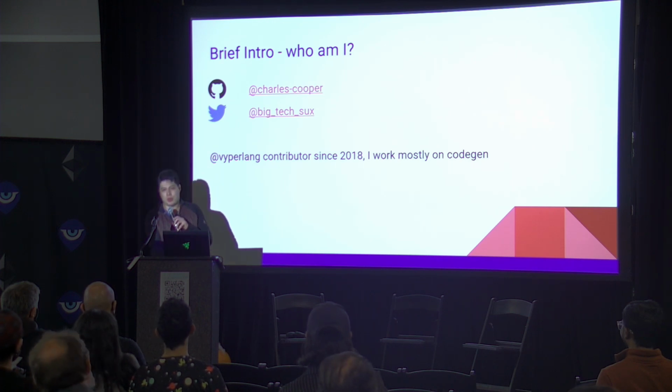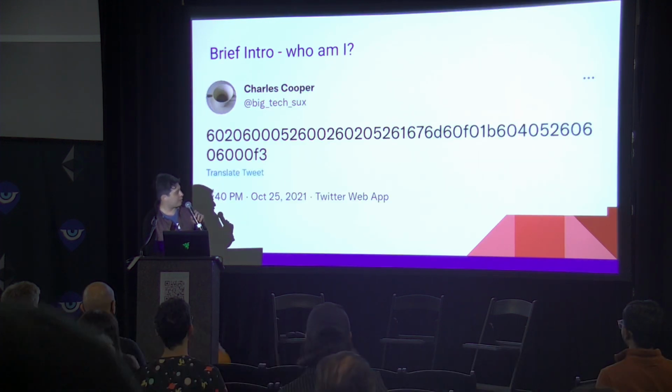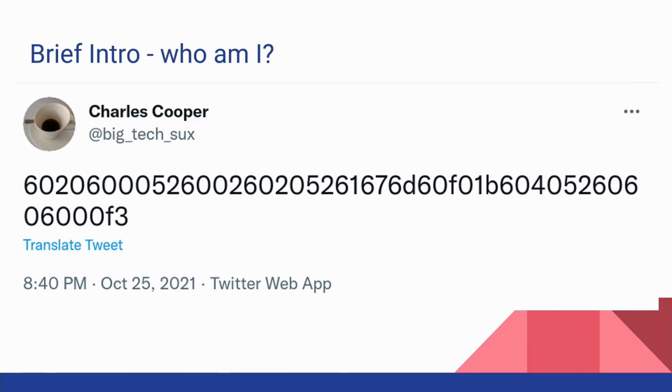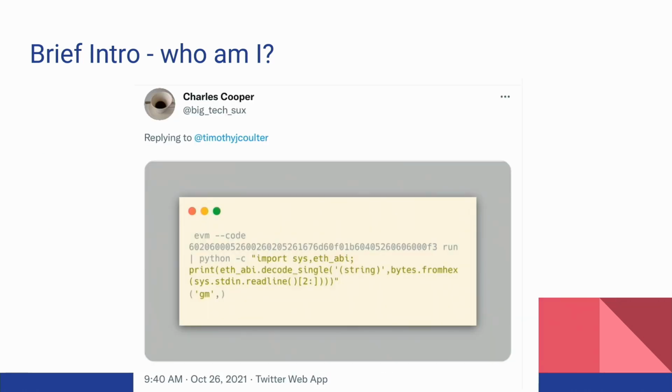And if you follow me on Twitter, I promise you really great content like this, which I'll buy a drink for anybody who can figure out what this does within the next 5 seconds. It returns the data GM, encoded as a string. And that's just EVM stuff because that's what Vyper compiles to.